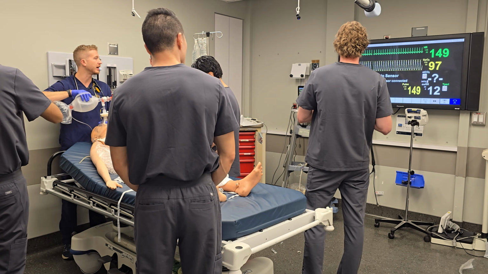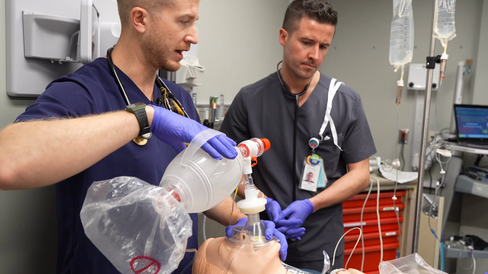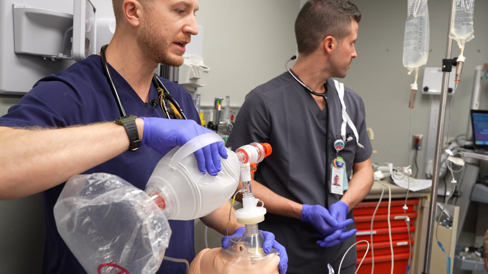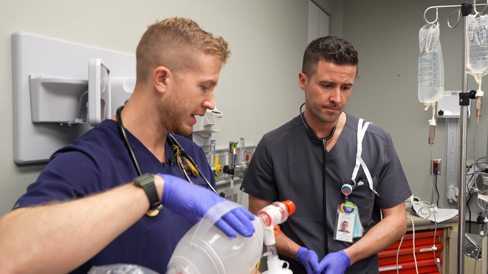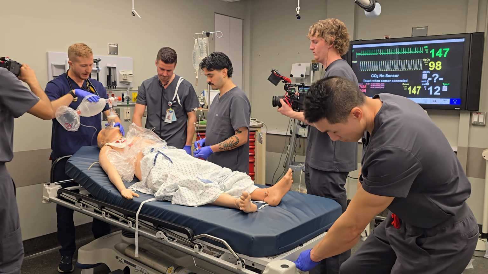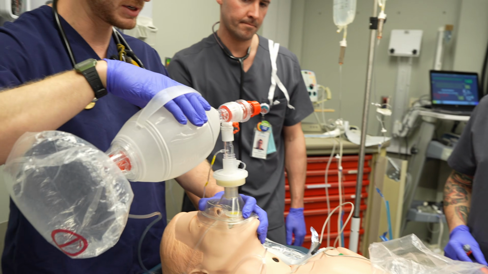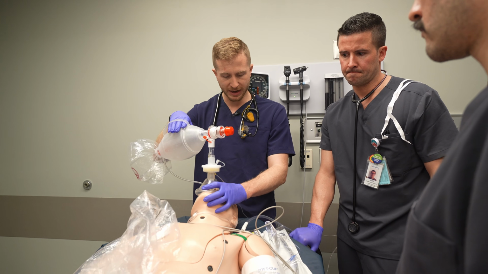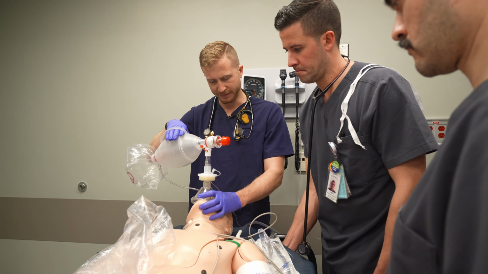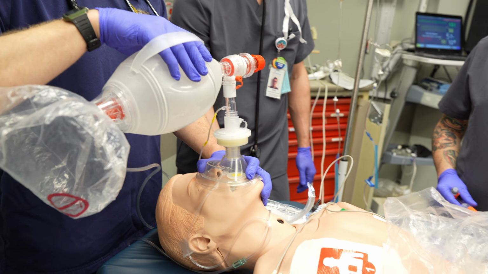We have a patent IV currently flowing. We've got monitors with a cycling BP cuff. We have RT for support, and I have a 7.5 ET tube with a stylet in. I'm happy with this bed height. I'm going to optimize the position by dropping her head maybe about 10 degrees or so.